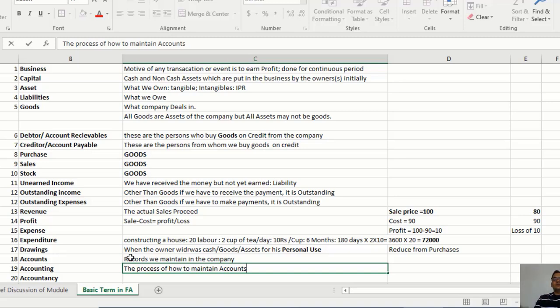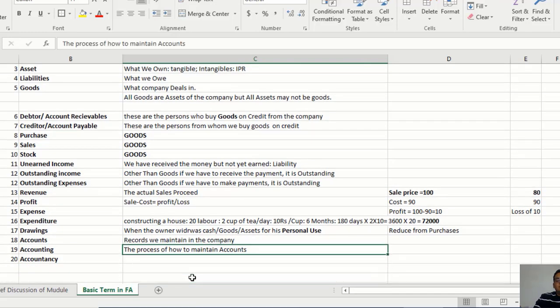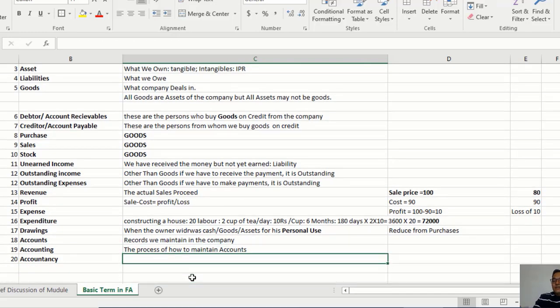So this is the way she asked me to maintain a record of the list. How is this process going to take place? That process is called accounting, how to maintain accounts. And my dear friends, we need to study all this. So the study of accounting, or I can say the study of how to maintain accounts, is called accountancy.